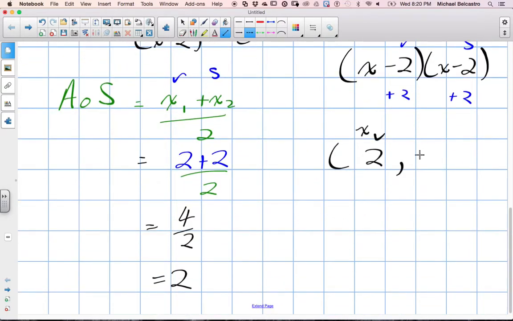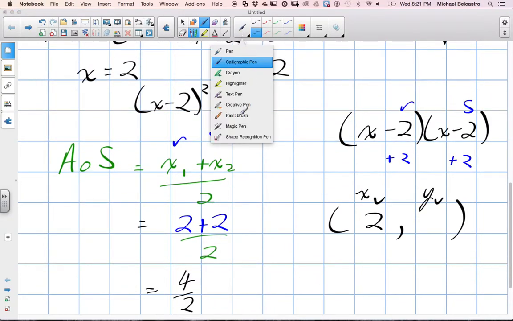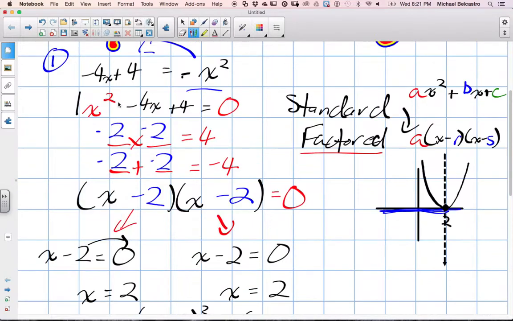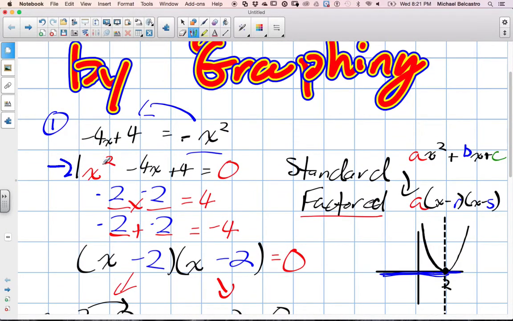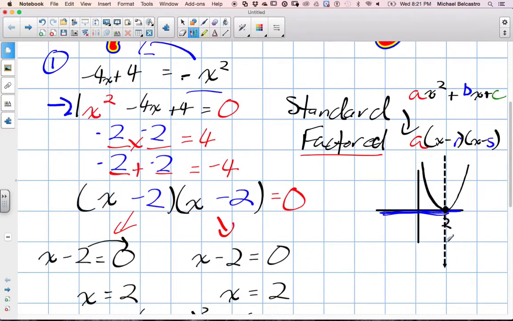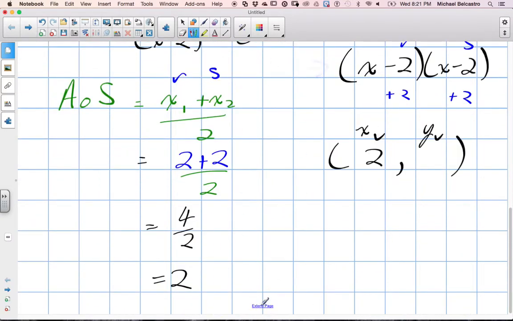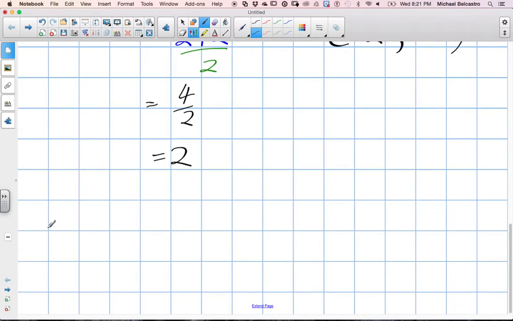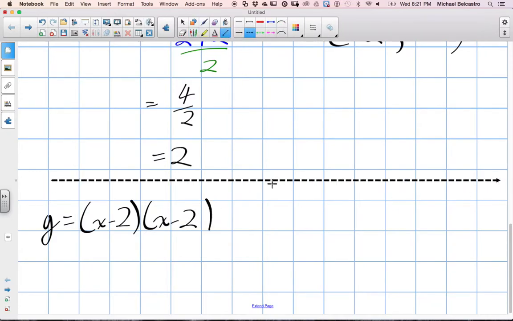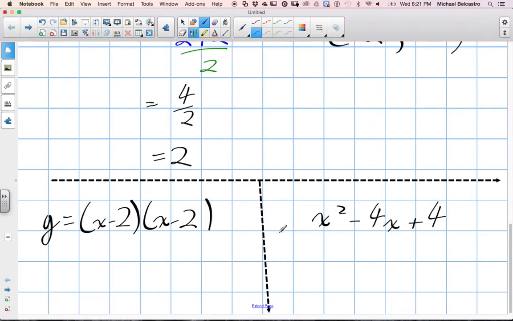From there, to find the y value of the vertex, you would take your x value and plug it into either the factored form or the standard form at the very beginning, and they would give you the y value of the vertex. So let's plug it into both and test. Let's scroll down. Our factored form was y is equal to x minus 2, x minus 2. Our other form said x squared minus 4x plus 4, and that was equal to y.